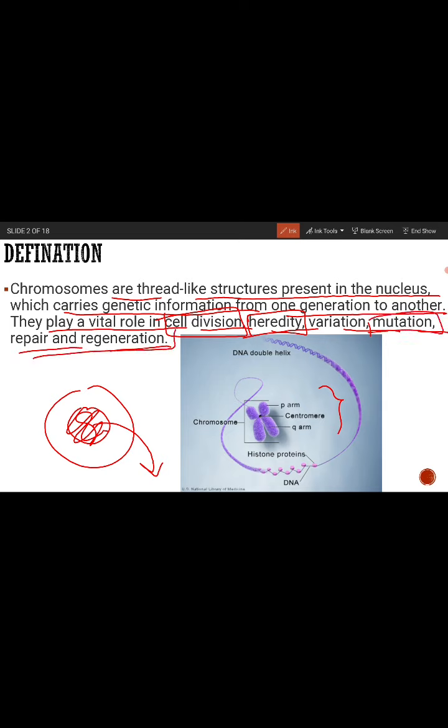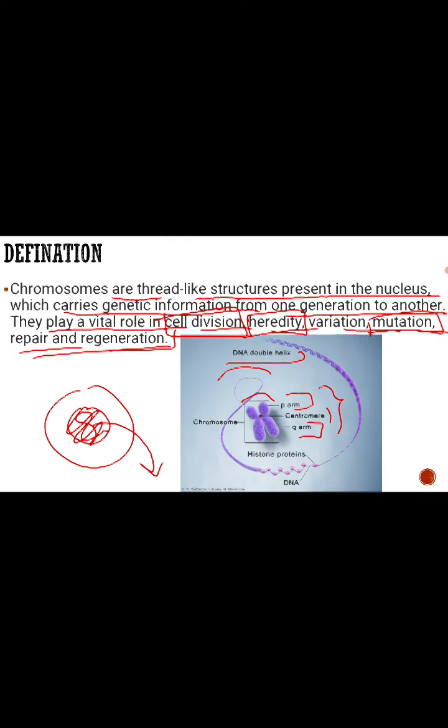So as you can see, in the structure of a chromosome, the short arm is the P arm, and the Q arm is the longer arm. These are two sister chromatids joined together by a centromere. Alright, and it consists of the DNA double helix, right? So let's go to the next slide.